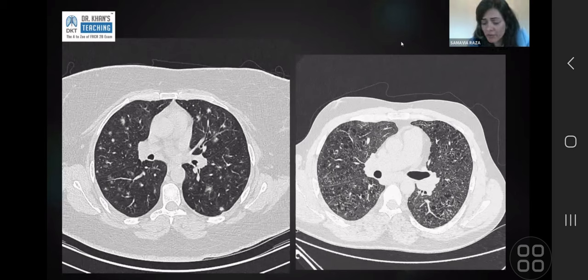Is reticulation the same as interlobular septal thickening? The process is the same. Reticulation just means lines perpendicular along the pleural surface. But it's the same pathology that looks like that.